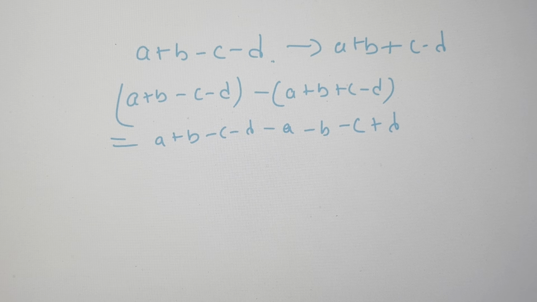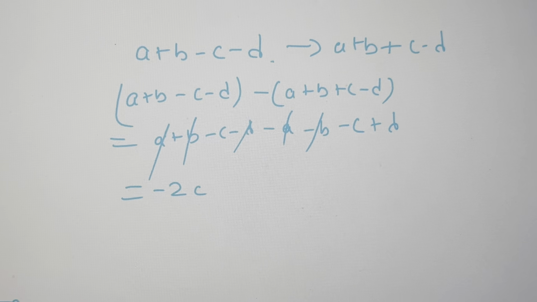Now let us see what can be cancelled. Plus A minus A, so A will get cancelled, positive A and negative A. Similarly for B, positive B and negative B get cancelled. Minus C will remain, so that becomes minus 2C. And D also, minus D plus D, cancels. So you are getting a negative number, but it is an even number. Again, it doesn't make any difference whether you make a positive into negative or a negative into positive.